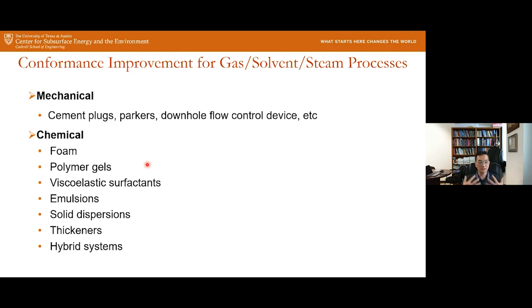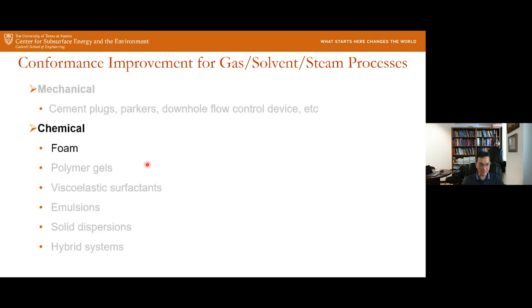But if you want to improve conformance in the far field, we call that in-depth mobility control, and then foam is going to be a much better option. I also want to emphasize that foam is a reversible conformance control. It means that it's going to be way easier to break aqueous foam or non-aqueous foam as compared to breaking polymer gels. So foam conformance control is much more reversible. You simply do nothing, cut off the injected surfactant, and you will return the reservoir back to the initial state. So that's why I'm going to focus my thoughts on foam conformance control only.